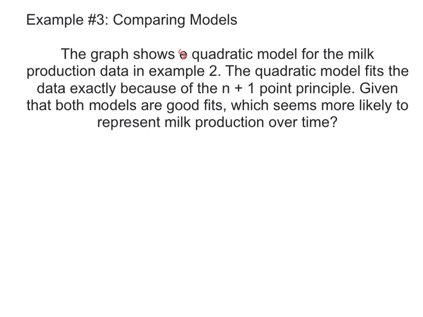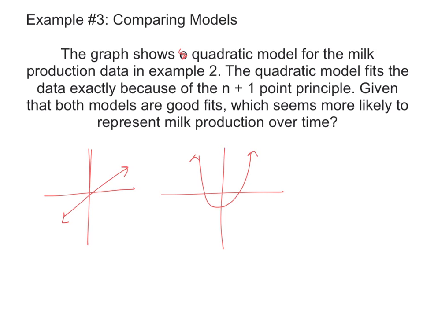This is really just a thoughtful type question. What do you think is the better fit? If you think about our data for a linear graph versus our data for a quadratic graph, and you're thinking about milk production over time, which would be a better fit? If you look at the linear value, that would mean milk is just going to increase and increase and increase as time goes on. I mean, there may be enough cows, but that doesn't sound like the better fit.